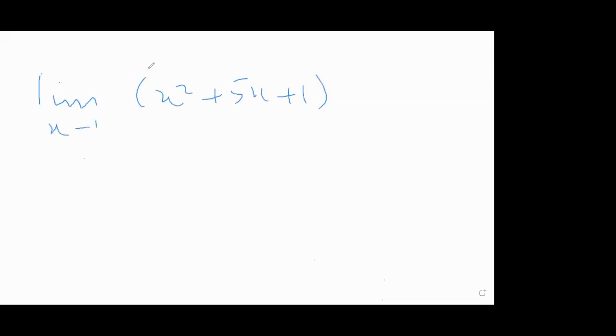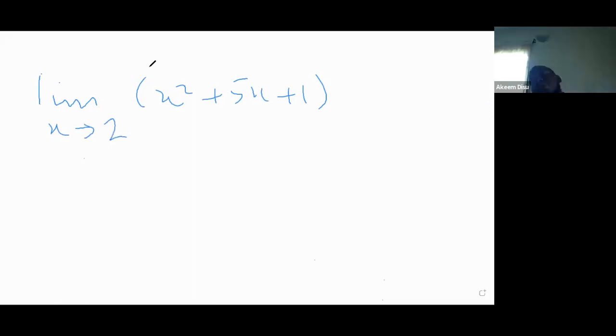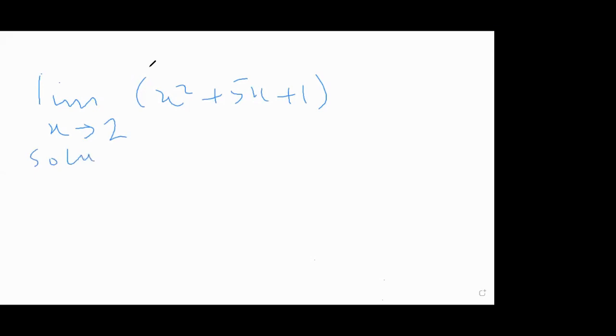To solve a problem of limit, let's consider limit of x squared plus 5x plus 1 as x tends to 2. This is what we want to solve now. How do we solve this? We solve this by substituting directly. Let's see a solution.